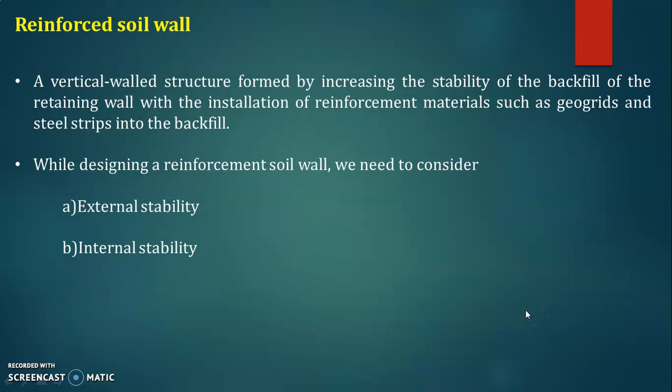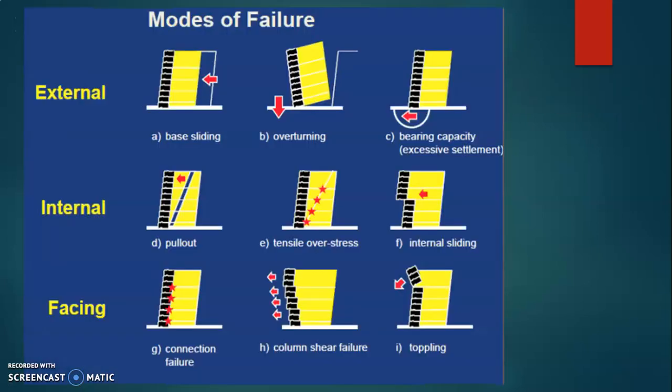Then reinforced soil wall, a vertical walled structure formed by increasing the stability of the backfill of the retaining wall with the installation of reinforcement materials such as geogrids and steel strips into the backfill. While designing a reinforced soil wall, we need to consider external stability and internal stability. These are some of the modes of failure: external, that is base sliding, overturning and bearing capacity.